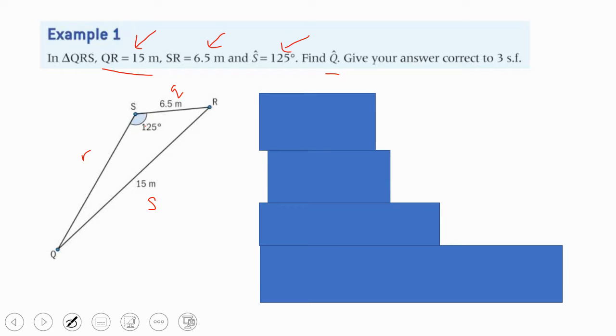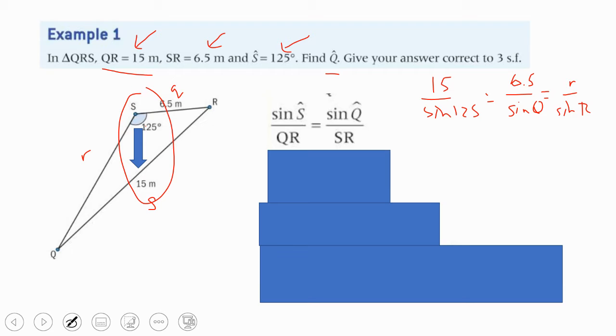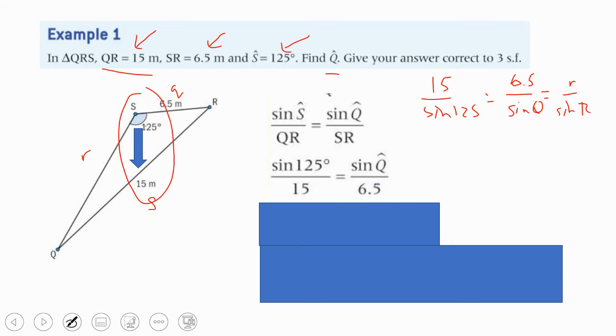So if you're writing your sine rule, it would be s over sine of S. So 15 over the sine of 125 equals q, which is 6.5 over the sine of Q, equals r, which we don't know, over the sine of R. So as long as I have an angle side pair, which I have right here, an angle and the side across from it, I can use the sine rule. So I have a proportion, and I fill in everything that I know.